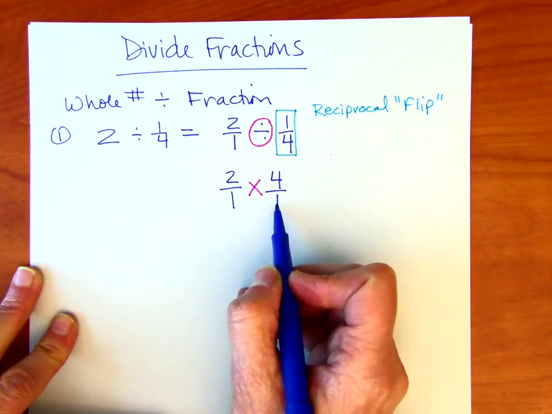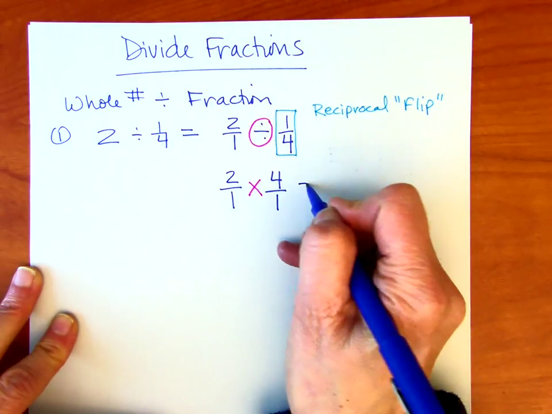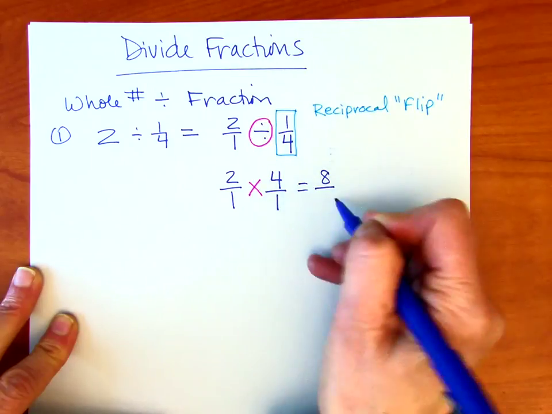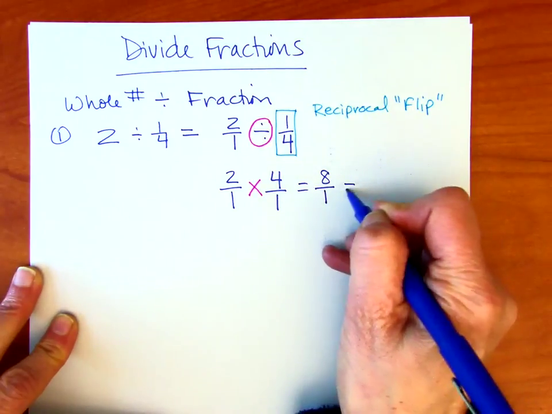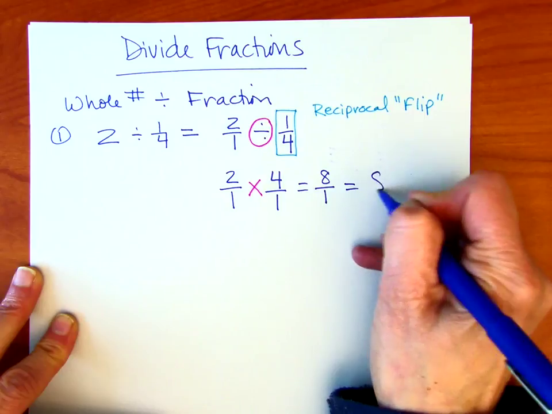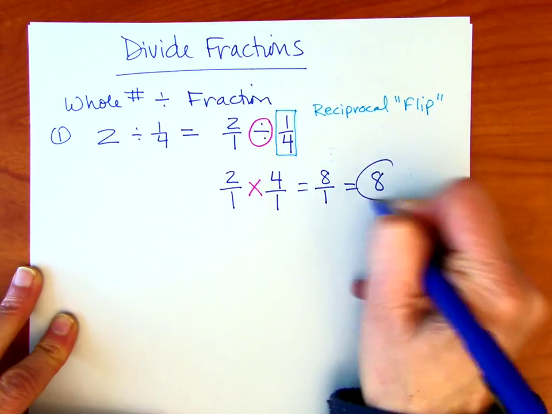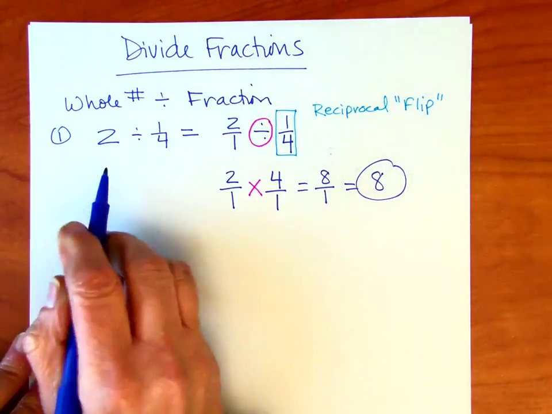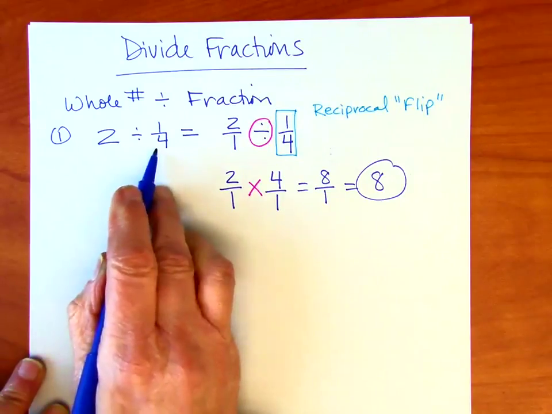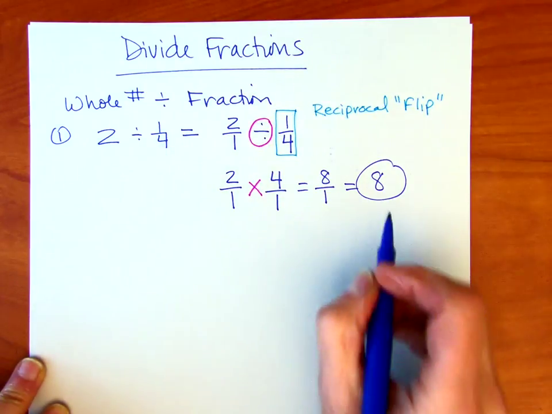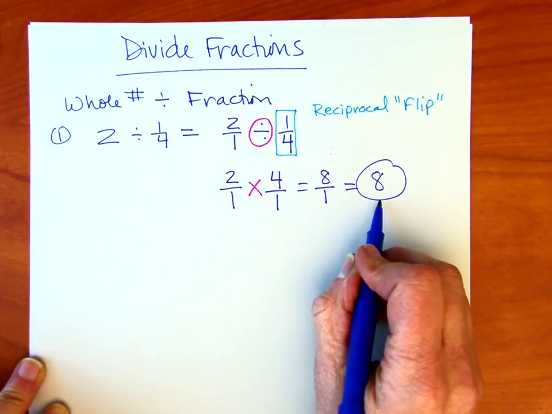We can't reduce, so 2 times 4 is 8, 1 times 1 is 1, and we can convert that to a whole number. Okay, and so that would be our answer. If we take 2 and we divide it into 1/4 pieces, we're going to basically have 8 1/4 pieces.